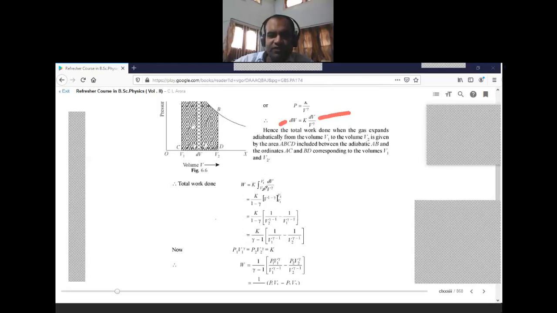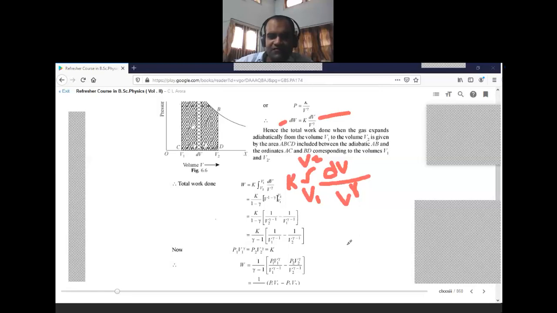Now, gamma minus 1, 1 minus gamma. I don't know why they have written V2 to V1 here; it should actually be V1 to V2. So the total work done should be K multiplied by the integration from V1 to V2, the rest of the things remain the same, dV over V to the power gamma. Okay, so now if you integrate, what is the integration?